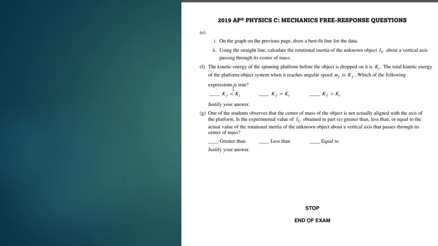The final question, 3G. So 3G says that one of the students observes that the center of mass of the object is not actually aligned with the axis. Is the experimental value greater than, less than, or equal to the actual value? Well, you should instantly be able to tell that this is greater than. Why? Well, because we have our parallel axis theorem.